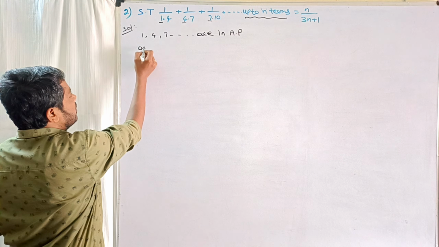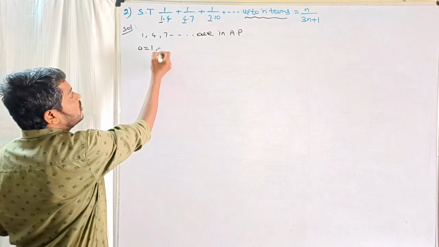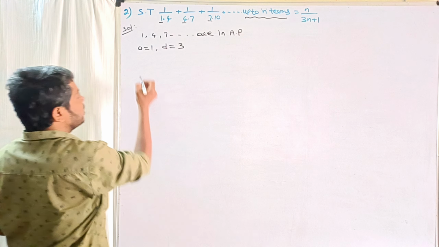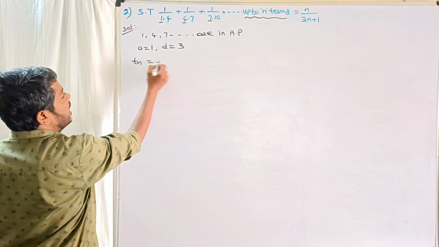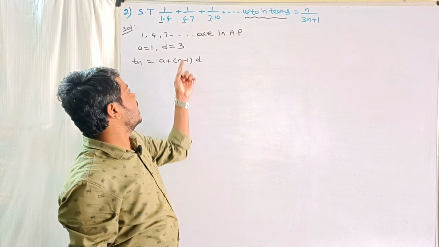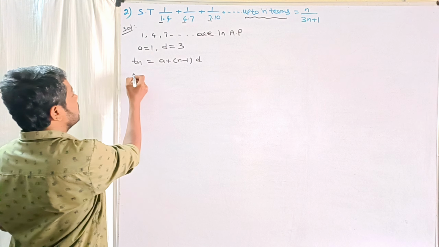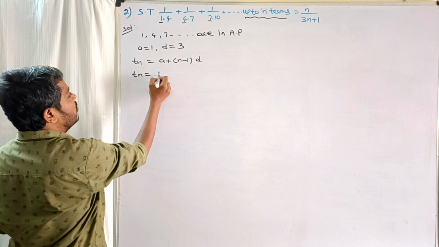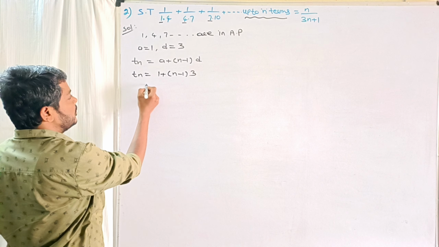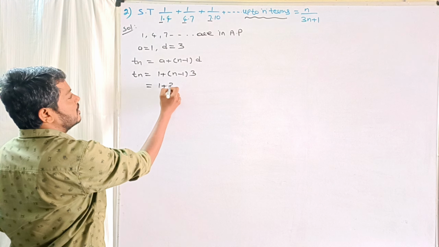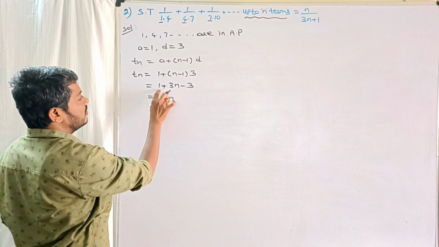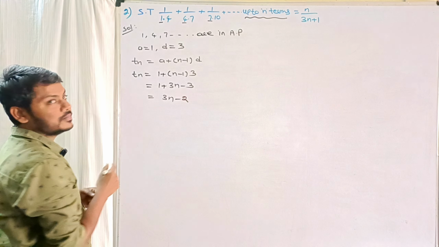So clearly the first term is what? A. And what is the difference? 1 and 4, difference 3. And we know the nth term formula, Tn equals A plus (n minus 1) into D. Now substitute A and D here. Therefore Tn is equal to 1 plus (n minus 1) into 3. So simplifying this, 1 plus 3 into n, 3n minus 3. Again this is what? 3n, 1 minus 3, minus 2.